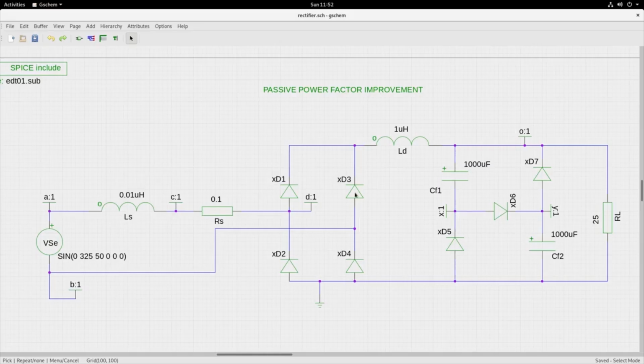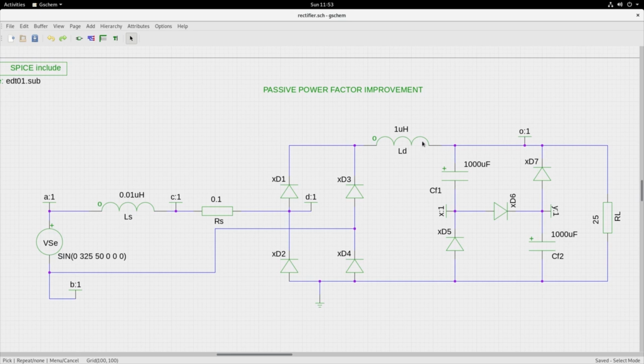Let us now have a look at the simulation of the passive power factor improvement circuit. Observe that all parts of the rectifier filter circuit are the same except for this part that we discussed, the power factor improvement part. You have the capacitor 1 and capacitor 2. You have this central diode, and then you have two reverse diodes like this.